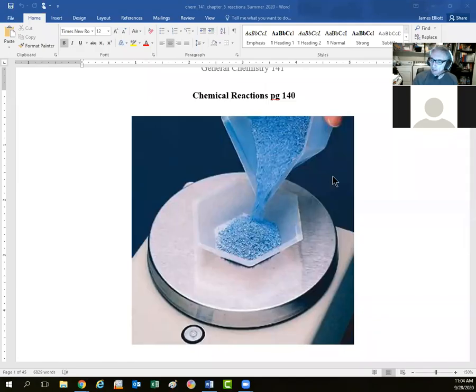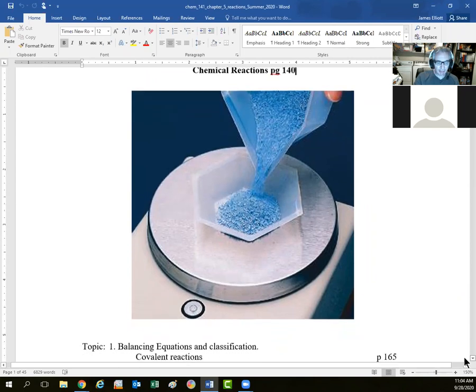Hello there. So let's take a look at chapter 5, taking us to the halfway point in the semester. Yay! And looking at chemical reactions in chapter 5.